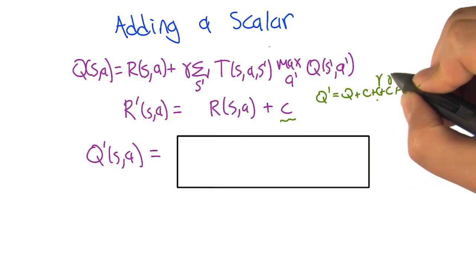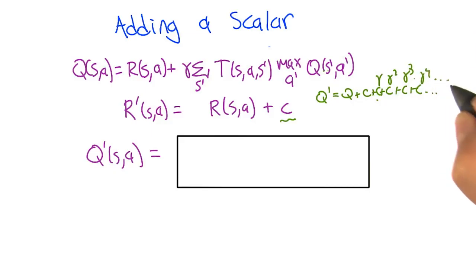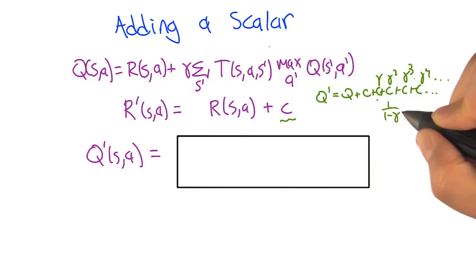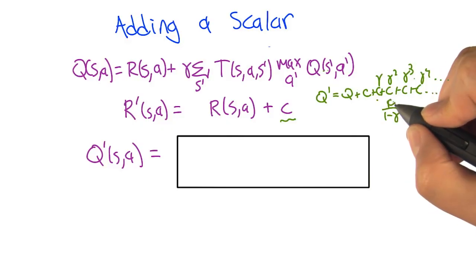But that's okay, because we actually have a formula for that. Good. It's the geometric series. Yes. And that's just 1 over 1 minus gamma. The sum of the gammas is that. And then you multiply it by C. There we go. All right.